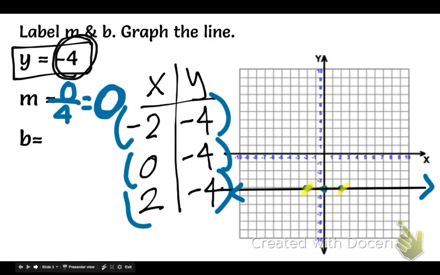Now I need to calculate the y-intercept. And if you remember, the y-intercept is the point where the line crosses the y-axis. So here's my y-axis, and here's my line. These 2 points cross right here at -4. It is not a coincidence that the y-intercept is the number that's in my equation. So my slope of this horizontal line is 0. As a matter of fact, the slope of every horizontal line will be 0. My y-intercept in this case is -4.